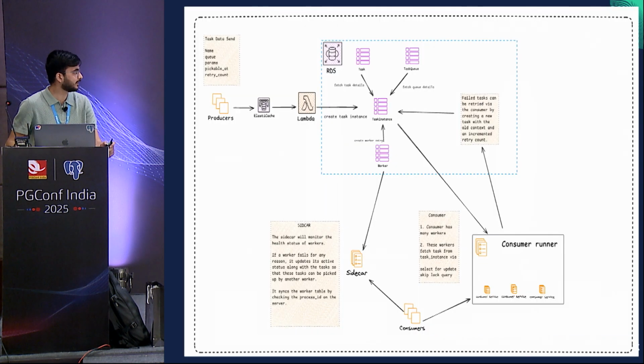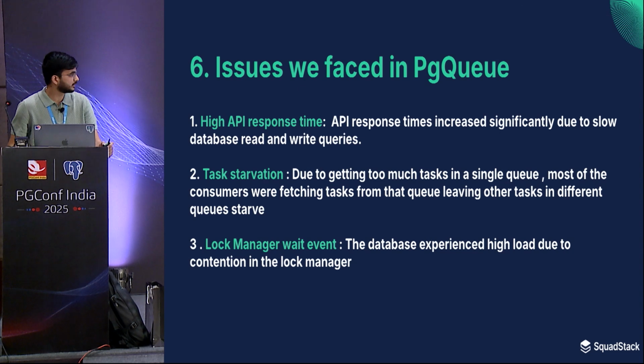Yeah, so this is the final architecture, the final overview of the diagram. We have producers, elastic cache, then lambda, and then the 4 tables that I talked about. And below you can see in the consumer runner, you can run the failed task also. Yeah, so this is the part.